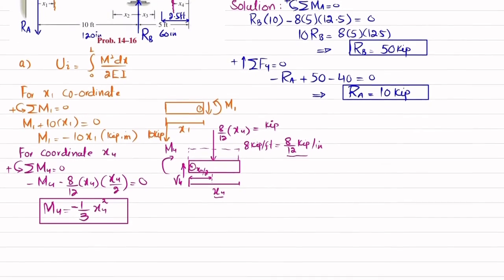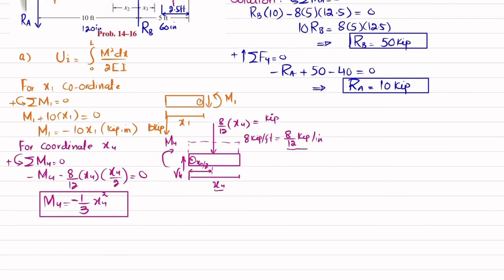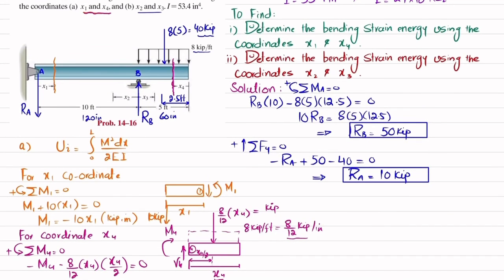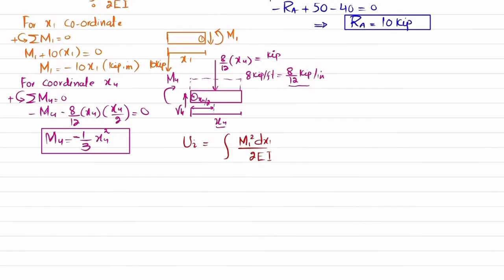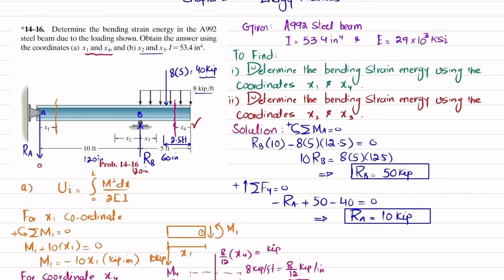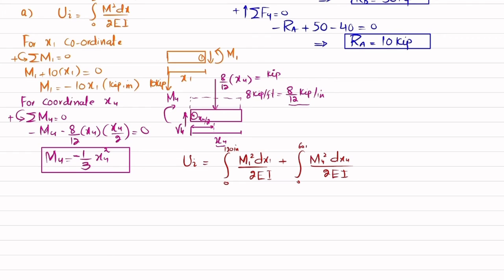You have both the bending moments due to coordinate x1 and x4. So we will get the strain energy due to bending equal to the integral of M1 square dx1 over 2EI, and the limits for x1 will be from 0 to 120 inch. Clear? And for M4 square dx4 over 2EI, the limit for x4 starts from here and ends over here, so 0 to 60 inch.